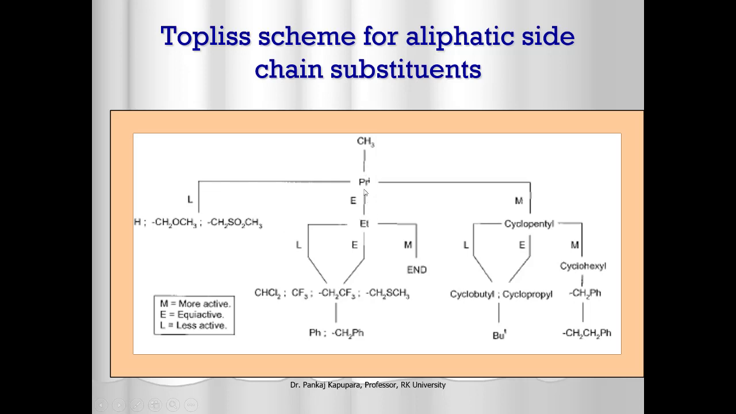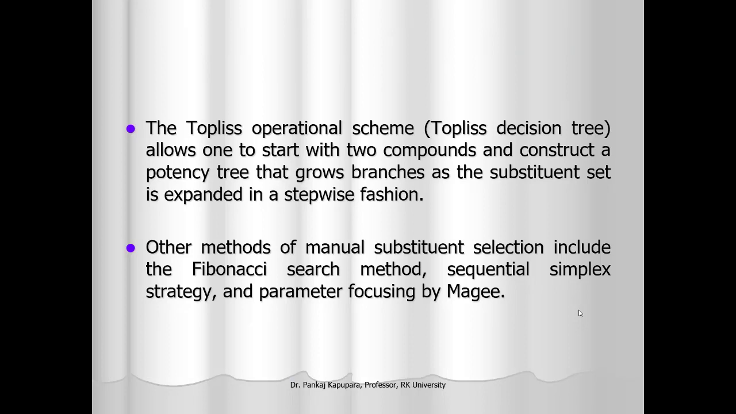If isopropyl is more active than methyl, then you have to move for the cyclopentyl. Then compare the cyclopentyl and isopropyl. If it is less active, then move for the cyclobutyl. If it is more active, then go for the cyclohexyl, like this. So that just gives the idea to a newer researcher about what type of substituent you have to select. The other Fibonacci search methods are also available. The sequential simplex strategy is also available, and some parameters are also suggested by Hansch.